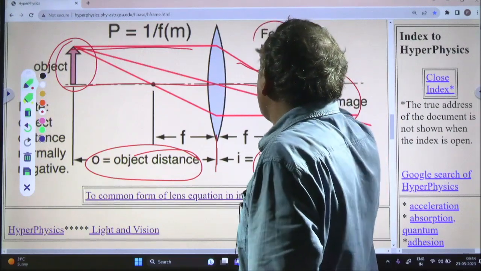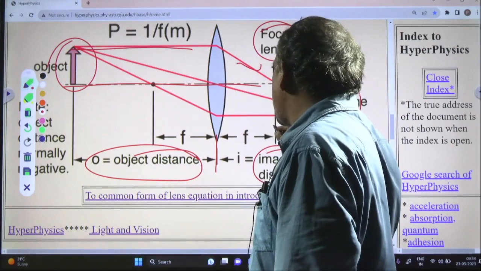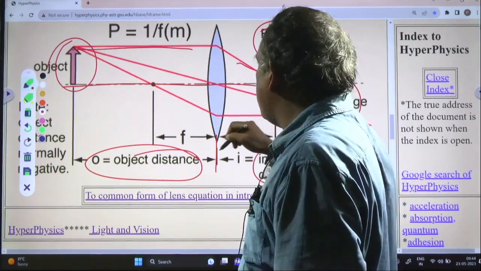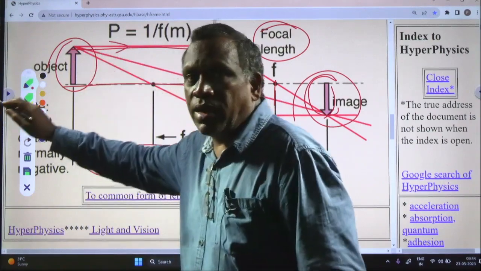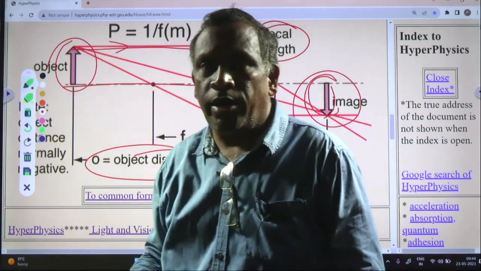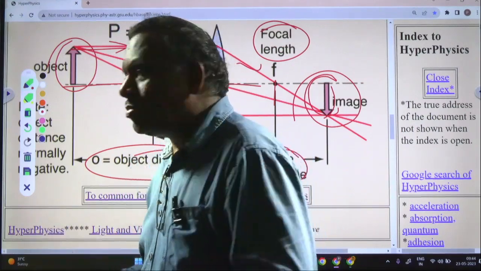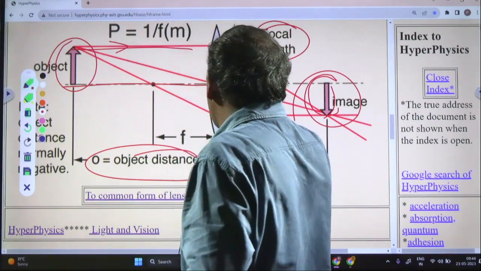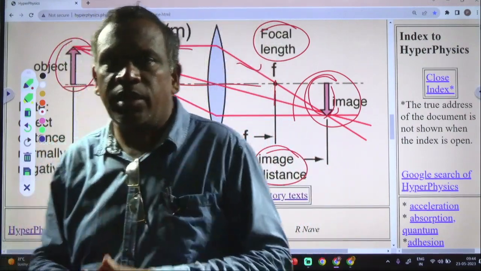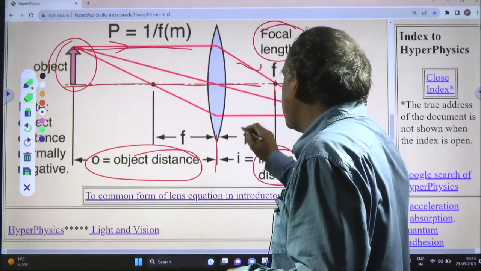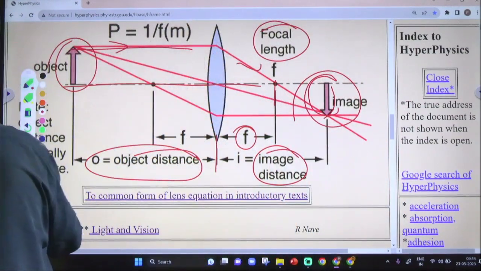The focal length is related to the principal focus. The ray which is parallel to the principal axis passes through the principal axis at some point, and that point is called the principal focus. The distance between the principal focus and the optic center is called the focal length. It is denoted by f.